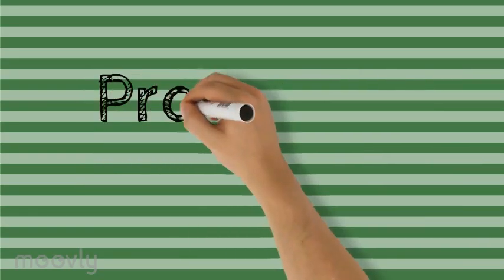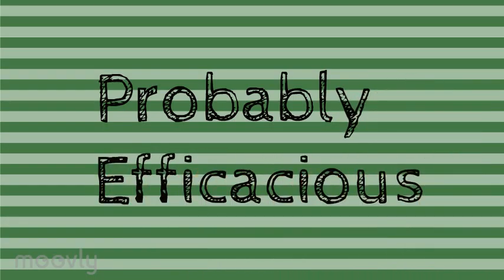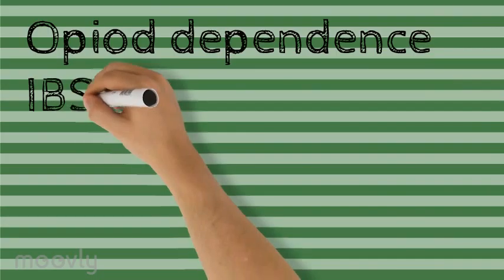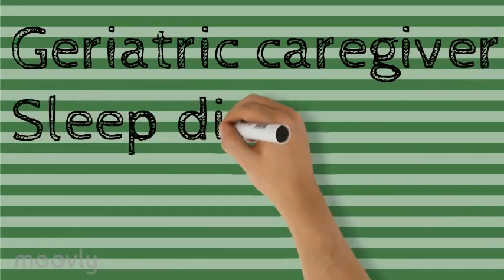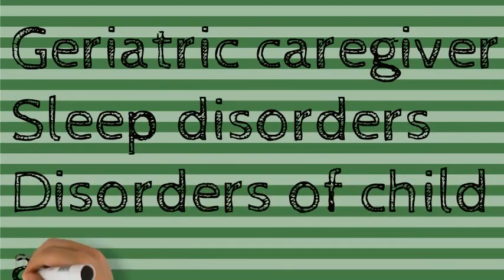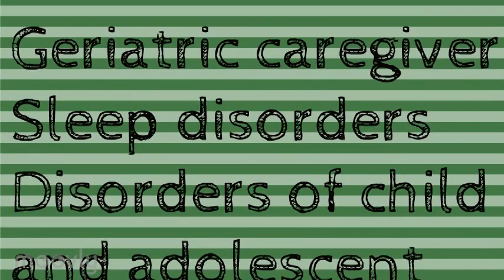According to the APA classification of probably efficacious, one of those interventions is obsessive-compulsive disorder interventions, and probably efficacious cognitive behavioral interventions are for opiate dependence, irritable bowel syndrome, sickle cell disease pain, marital discord, geriatric caregiver distress, sleep disorders, and disorders of childhood and adolescence.